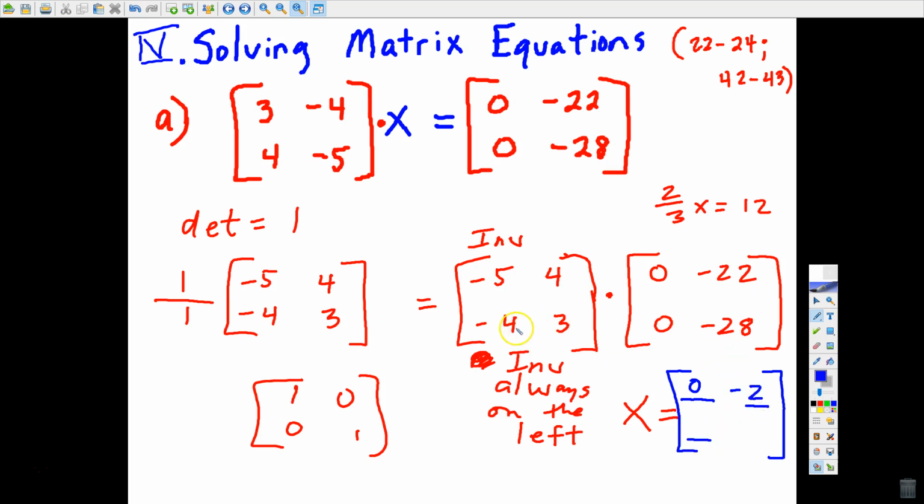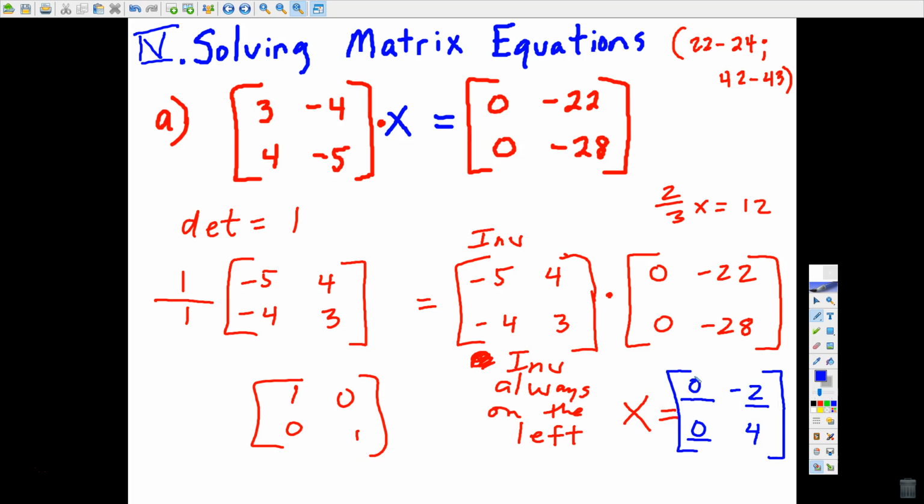Now let's work on the bottom. Negative 4 times 0 plus 3 times 0, 0. Negative 4 times negative 22, it's positive 88, plus 3 times negative 28. Sam, what's that? It should be negative 84. So 88 plus negative 84. And that's my answer for x.